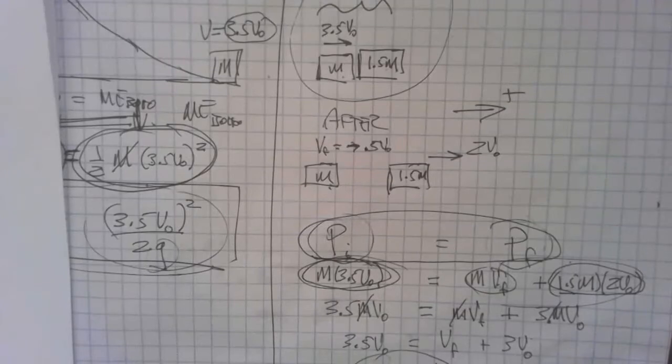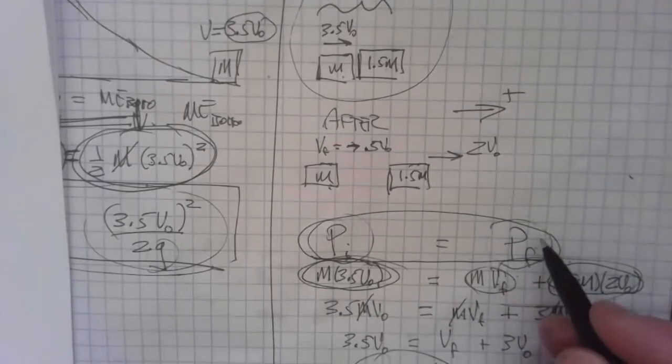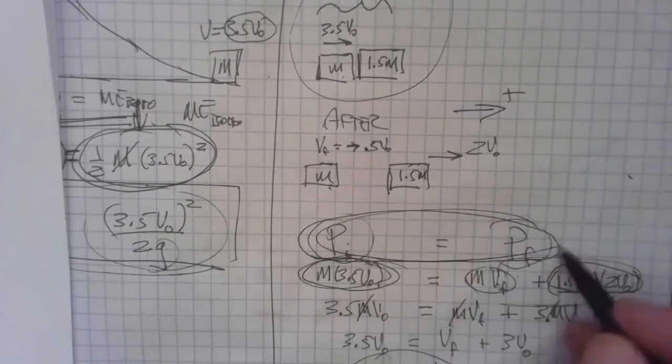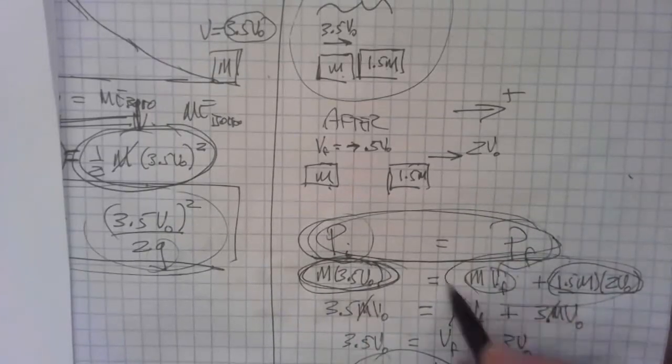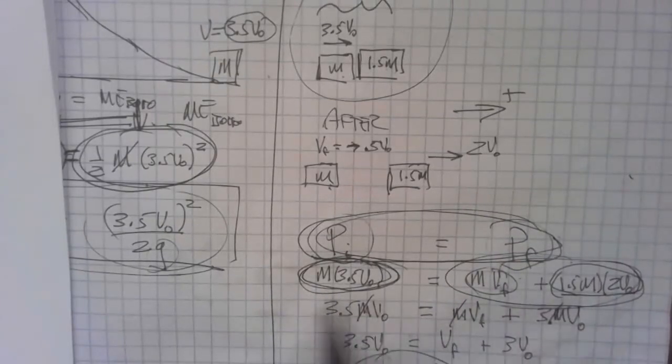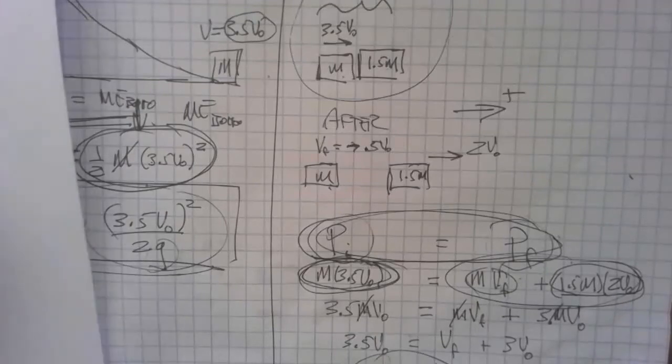1 point for the correct answer, which is 0.5. So only 1 point for this. You got 1, 2, 3, 4 points, one of them just for writing that, one for clearly describing what the momentum looked like in both cases, and then a point for the answer.